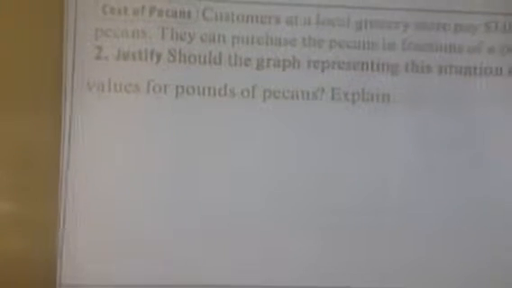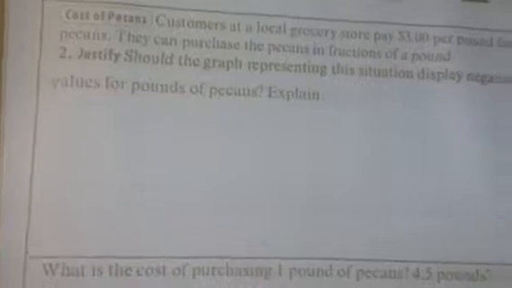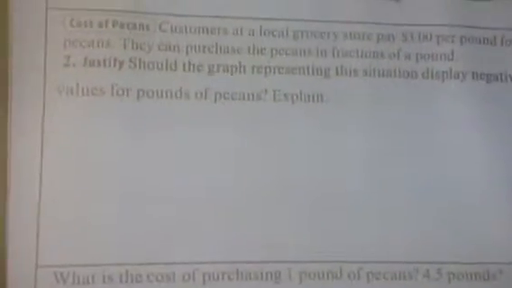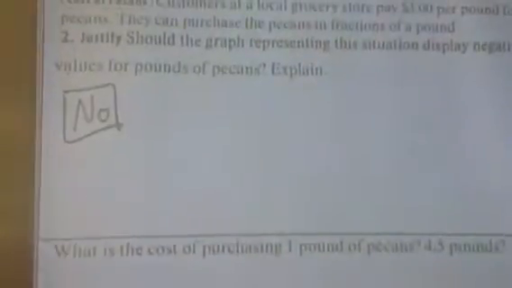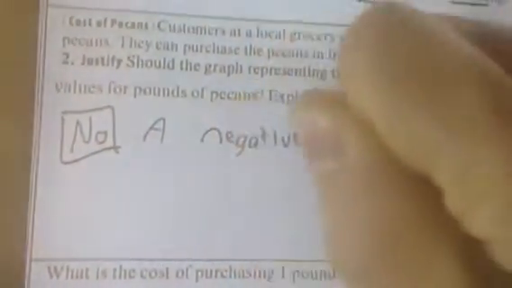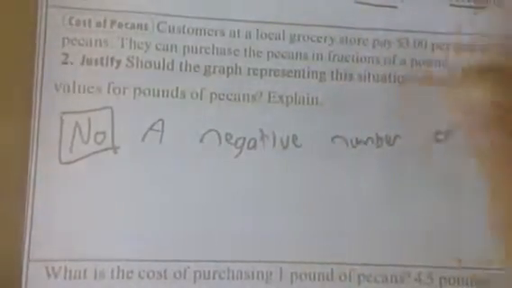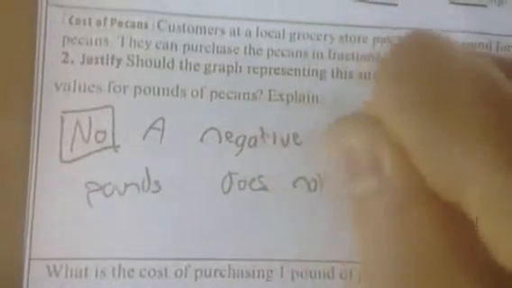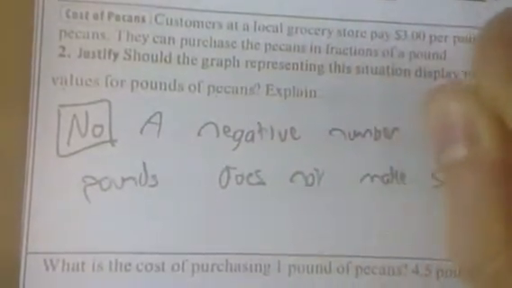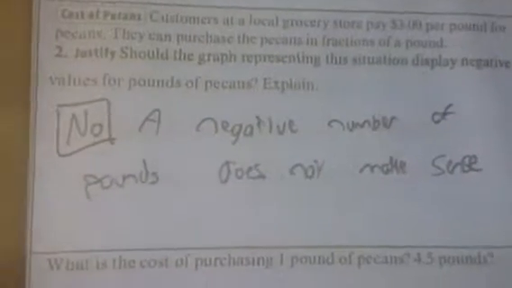Part 2 says, customers at a local grocery store pay $3 per pound for pecans. They can purchase the pecans in fractions of a pound. Should the graph representing this situation display negative values for pounds of pecans? No. Can you have negative values of pounds? No, you cannot. So a negative number of pounds does not make sense. You cannot have negative pounds.